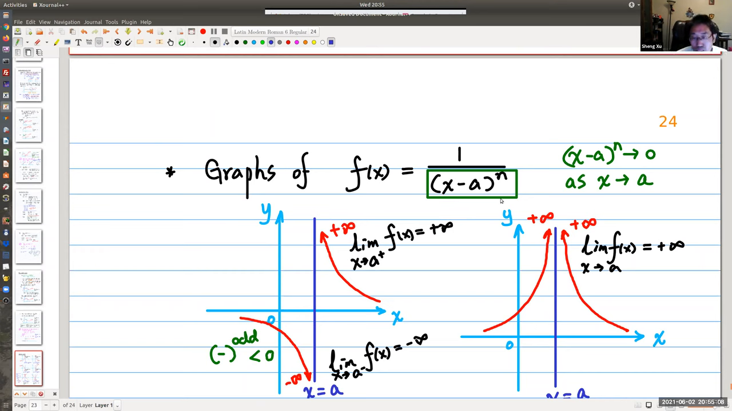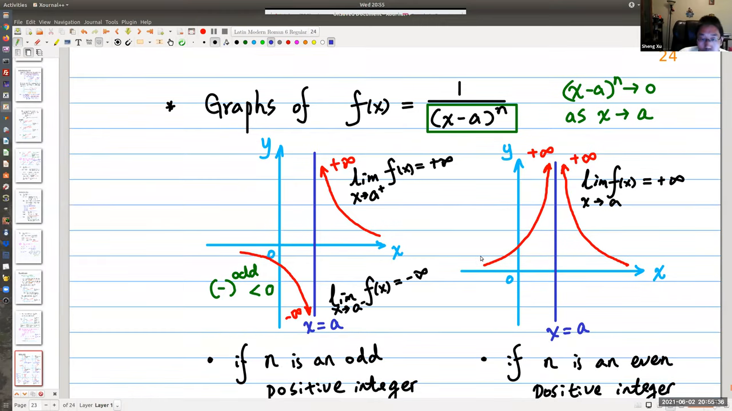So what happens as x approaches a? Of course, we know this function is not defined at x equals a, because you don't want to divide by zero. Zero to the power n is just zero. However, near a, f of x is defined. And what's the behavior of this function? It depends on the parity of n, whether n is odd or even. So let's take a look.